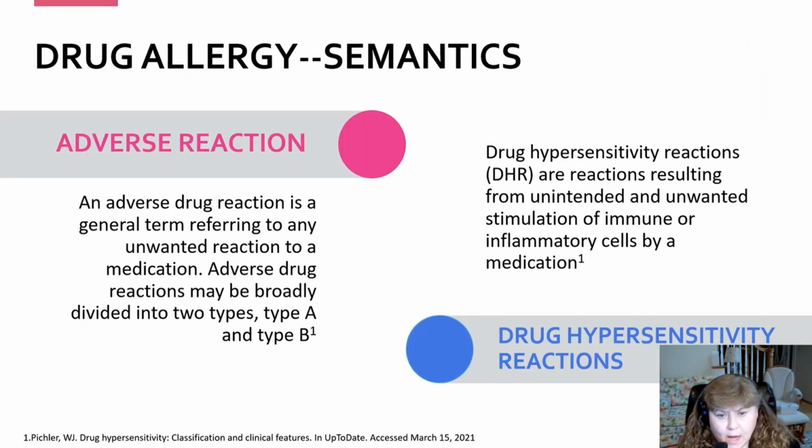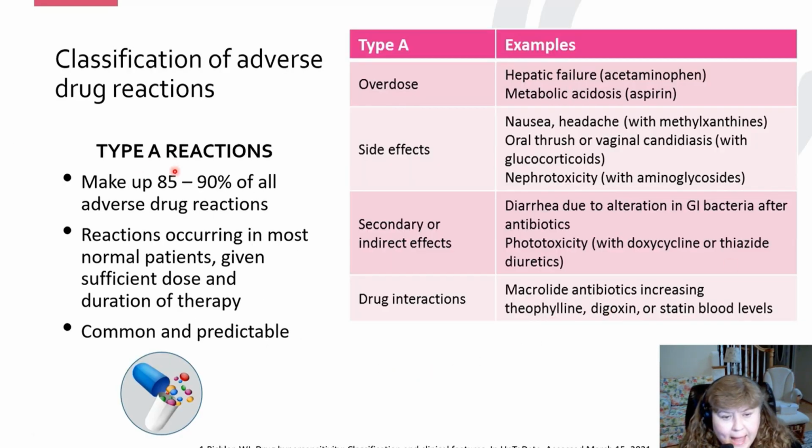So when we talk about drug allergies, there are different ways to characterize adverse reactions. An adverse reaction is a general term that applies to any unwanted reaction that occurs with a medication. Adverse drug reactions can be broadly divided into two different types, type A and type B, and we'll go over those in just a second. Drug hypersensitivity reactions are reactions that result from unintended or unwanted stimulation of immune cells or happen because of inflammation by those cells.